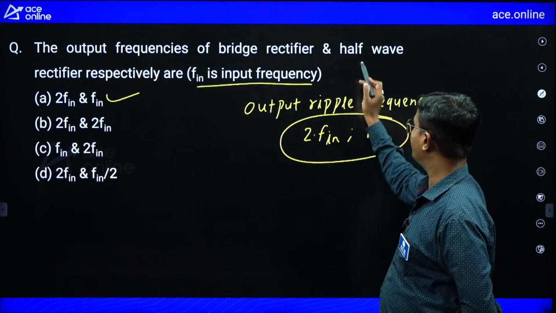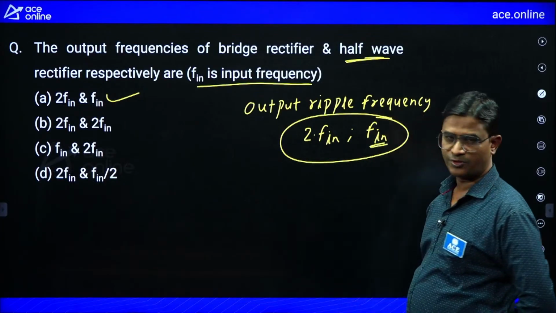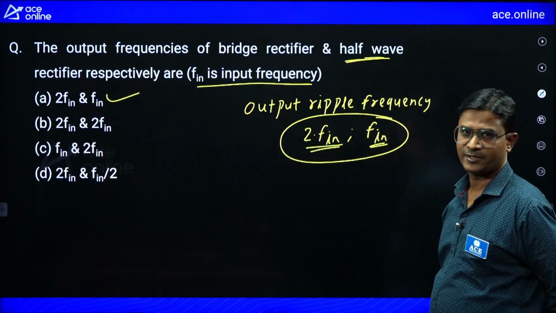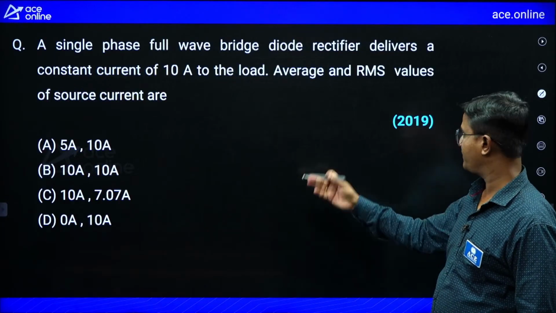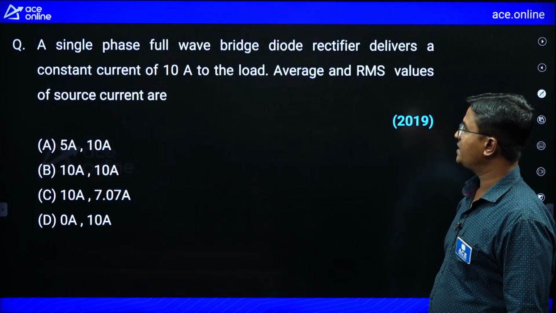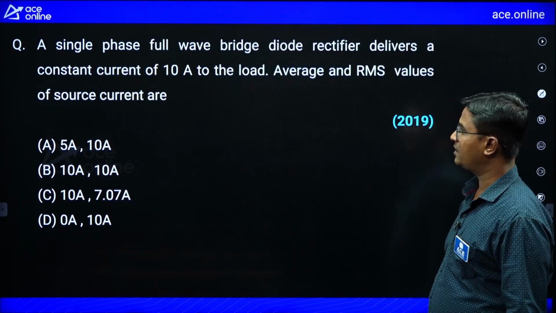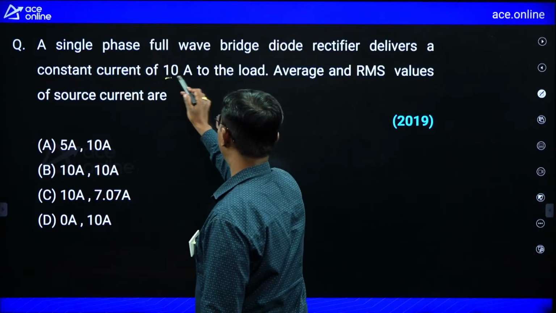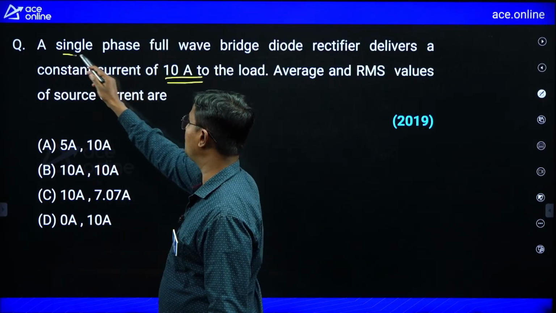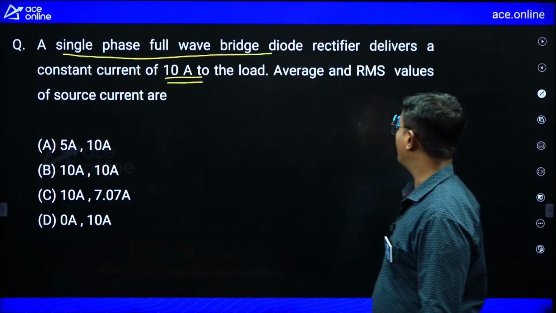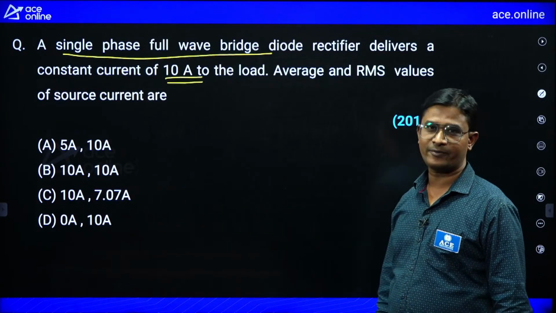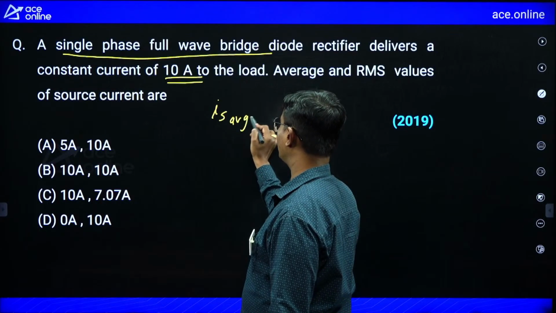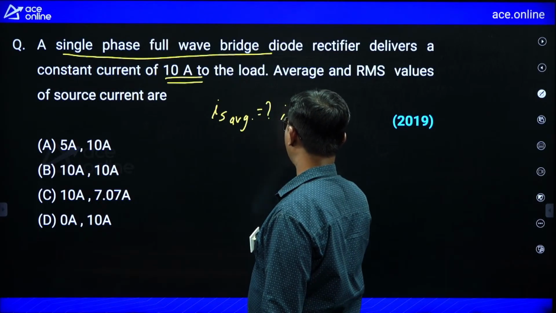Option A. For half wave, this is simply equal to input frequency, and for full wave it is 2 times input frequency. All right. Next, yes. A single phase full wave bridge diode rectifier delivers a constant current of 10 ampere to the load, meaning load current is constant. And which rectifier are they talking about? Single phase full wave diode rectifier. The average and RMS values of the source current are, yes, what is the IS average and what is the IS RMS they are asking.